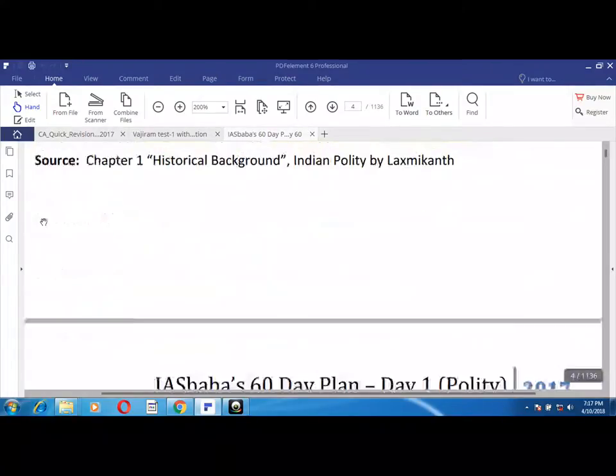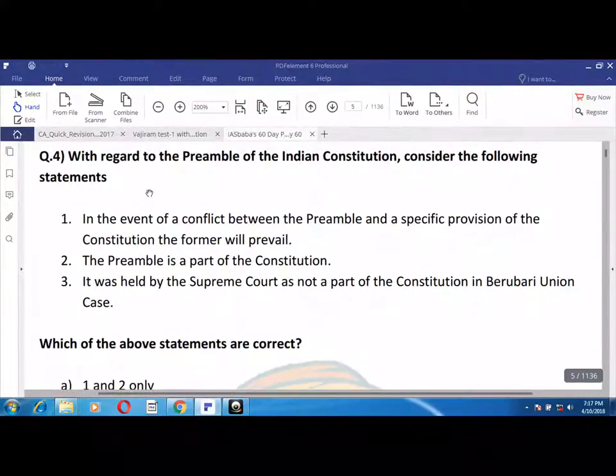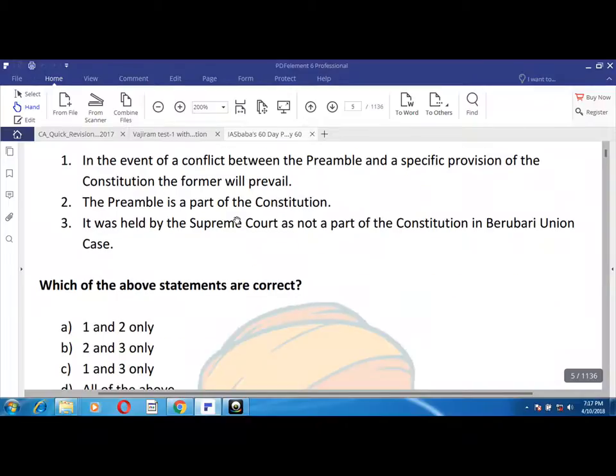So, next question. With regard to the preamble of the Indian Constitution, consider the following statements. Okay, so you can read it. The answer is B. 2 and 3 is correct.